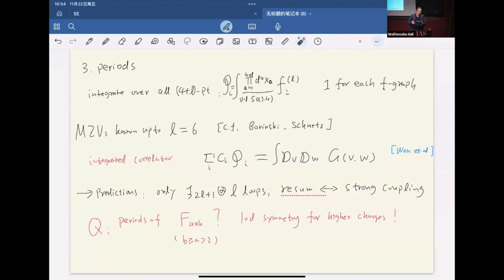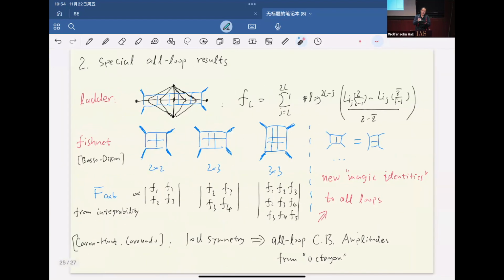But there are two extremes. If you sum over all periods, then it becomes very, very simple. You know everything. But then the individual F graphs can have very complicated periods starting at 5 loops, right? So we're asking, can the simplest ones, this fishnet, which you know the answer to at all loops, have the nicest periods? Maybe. For the ladder, it has a very simple period, which is zeta 2L plus 1.